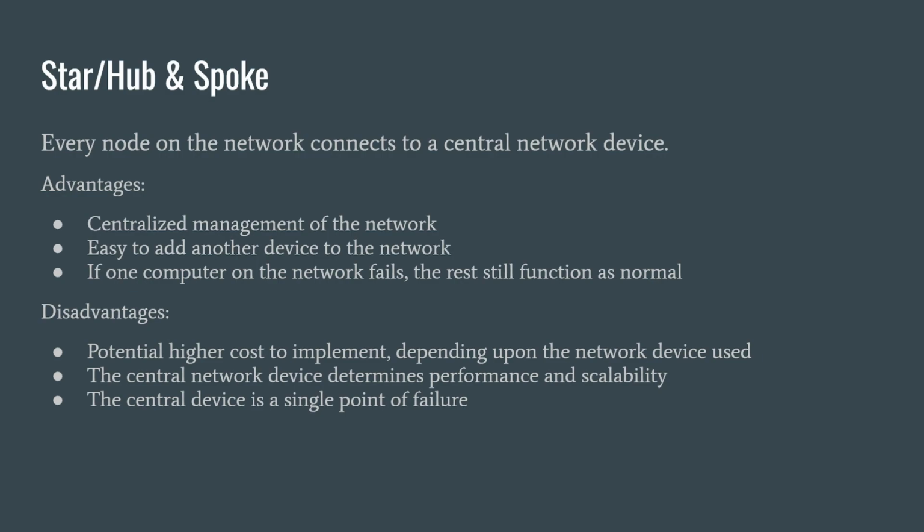The star network type is where every node on the network connects to a central network device. The advantages of this network type is that you really only have to manage that central network device. It is easy to add another device to the network by simply connecting it to that central network device. And if one computer on the network fails, then the rest of the network will still function as normal.